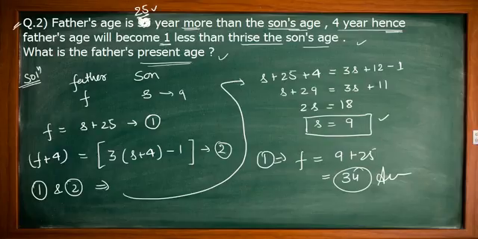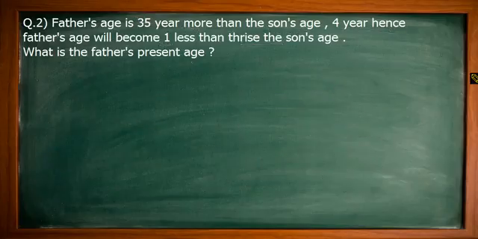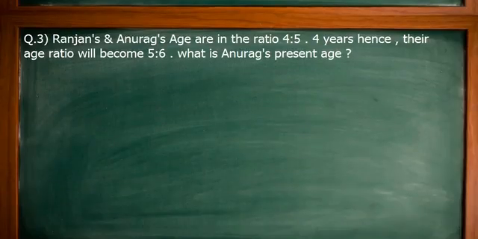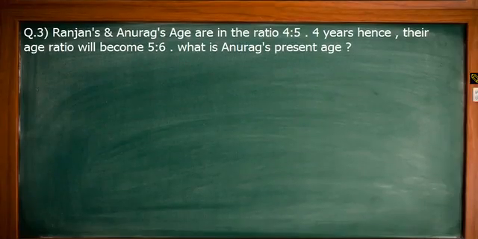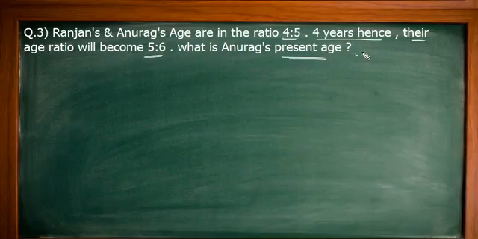So now guys, let's move to the next problem. Third problem, that is here. See, Ranjan's and Anurag's ages are in the ratio 4:5. 4 years hence their ages ratio will become 5:6. What's Anurag's present age?